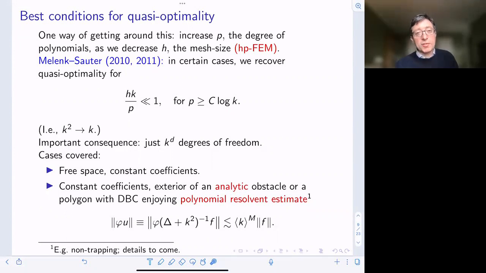So a very important consequence is that if you count up degrees of freedom here, you're back to k to the d degrees of freedom. Much better than the k to the 2d we had before from Eilenberg and Babushka. Okay. So that's pretty good.